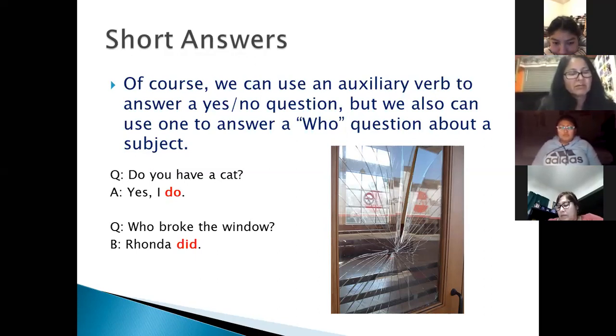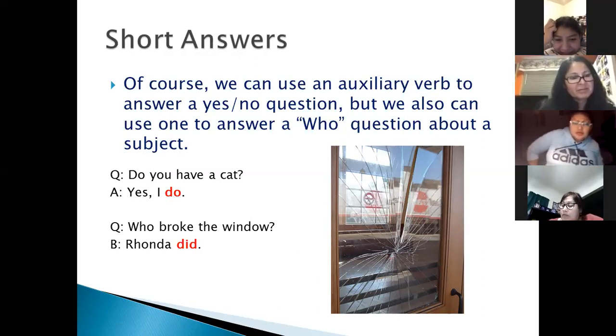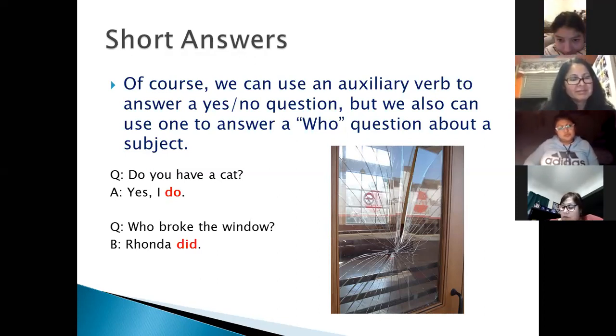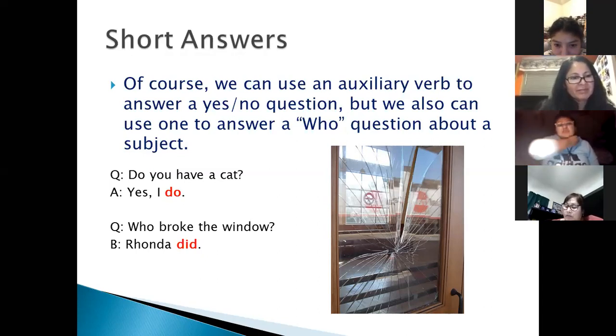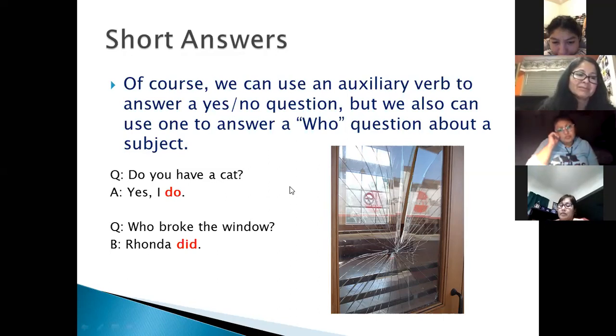So if I say, for example, students, who wants ice cream? What are you going to say? I do. We wouldn't say I want. We say I do, right? Who wants ice cream? I do. Or who can help me tomorrow? We don't say the whole verb. We just say the auxiliary verb when I answer a who question. So simple past, simple present, do, does, did are our auxiliaries. Otherwise, the auxiliary is in the sentence, right?